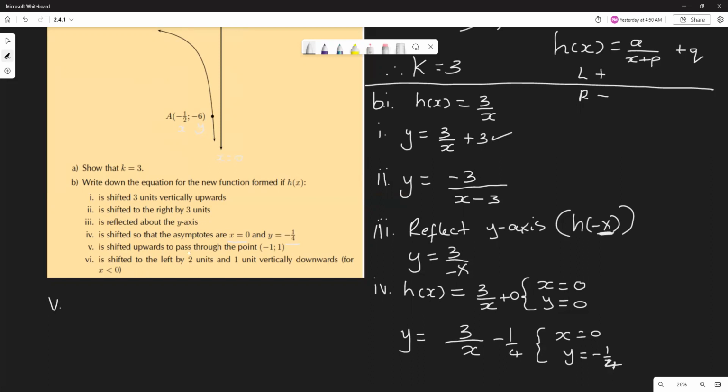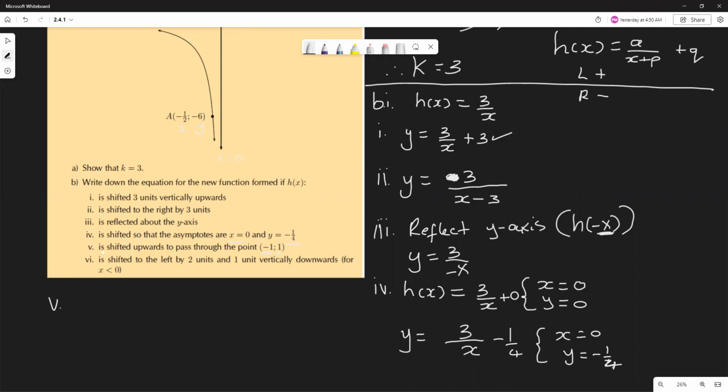Now let's do V. They say it's shifted to pass through the point negative 1 and 1. Let's check this one. Oh guys, here I made a mistake. This part is not there. Remember, that is 3. It was 3 originally, so it should just be 3 over x, and then we're moving it 3 units to the right. And now let's go to this one.